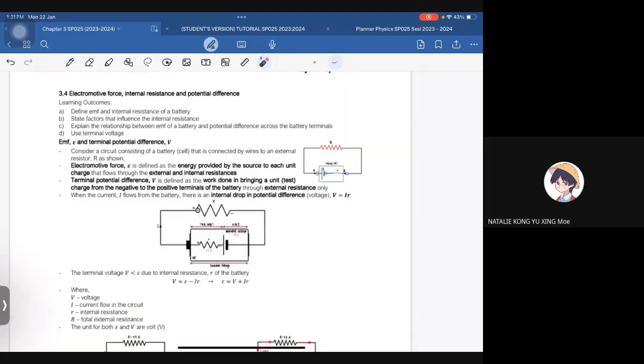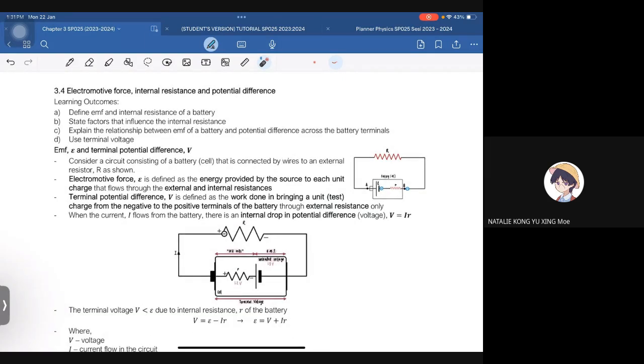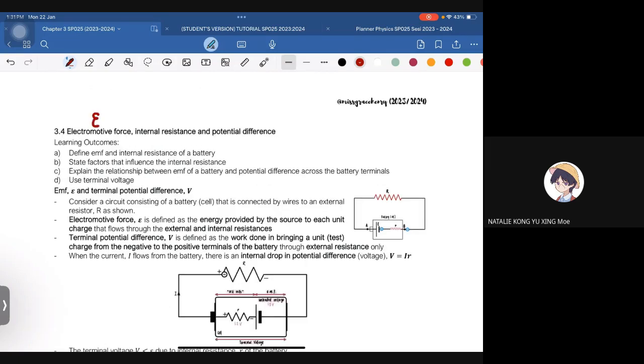Okay, so the 4th subtopic is on electromotive force, internal resistance, and potential difference. This is where the issue with chapter 2 comes in, the symbol epsilon. If you still remember chapter 2, the definition of epsilon there is not volt, and the unit is not volt either. This is the permittivity of dielectric material. But now you have to add on to your knowledge. Electromotive force, if there is a battery and it is written EMF, means it is in volts.